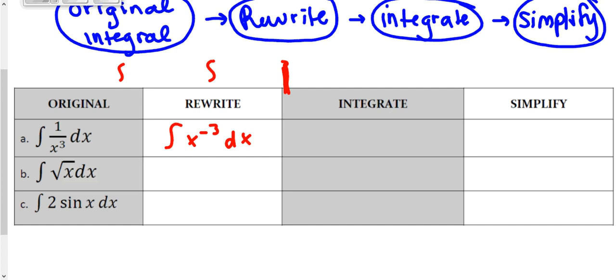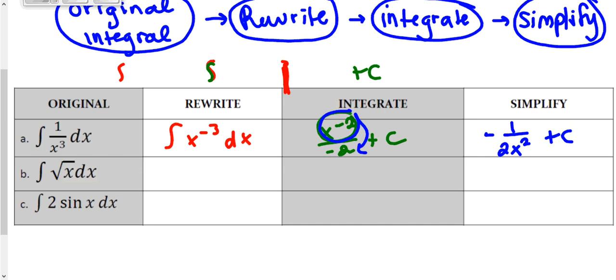Okay? So when we do this process, integrating means adding 1 to the exponent. So that's negative 2 divided by negative 2 plus c. As soon as you have plus c, you do not have your integral anymore. Those can't be in the same thing. Those are separate. Then you can simplify. This is a negative exponent, so this can move to the bottom. So this x can move to the bottom. The 2 is already down there. So it's negative 1 over 2x squared plus c.